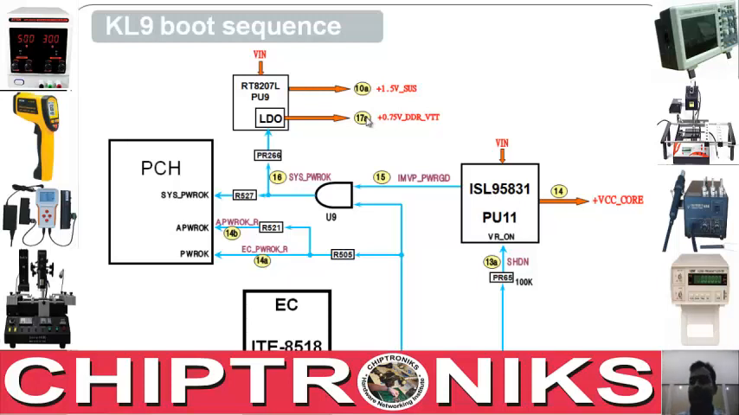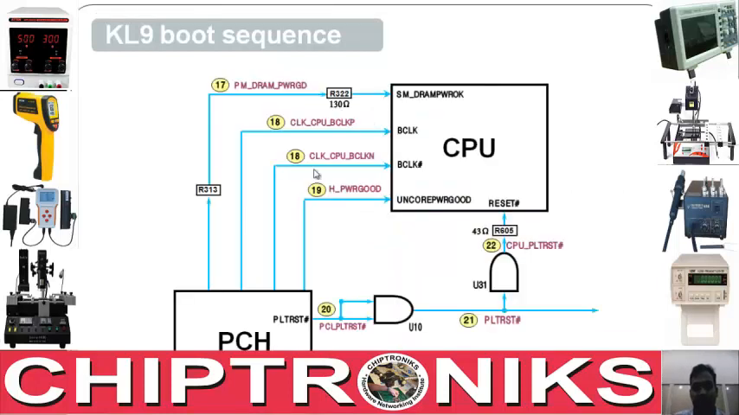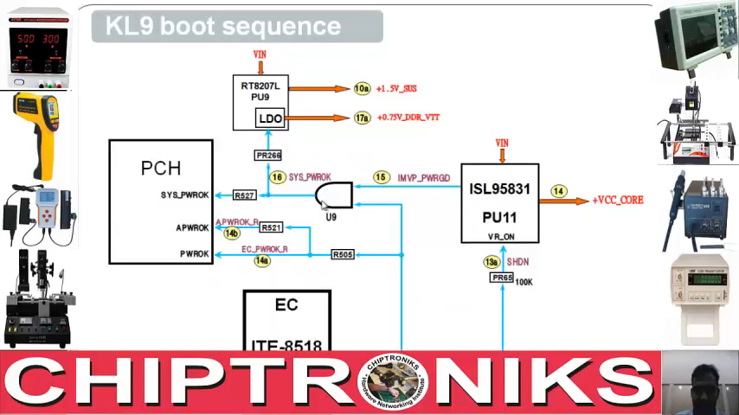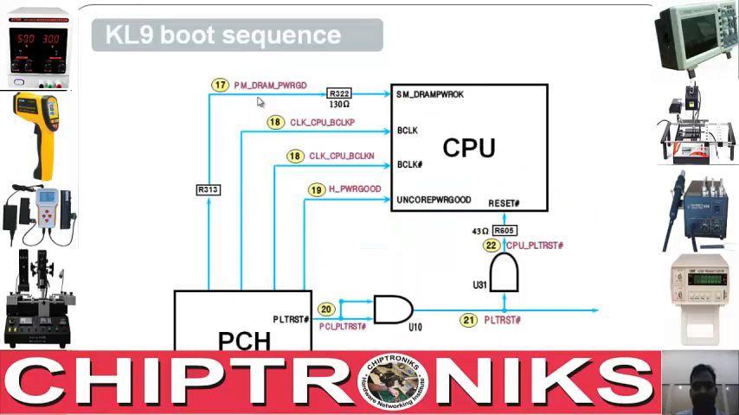So these are all power sequences. I'm just going through it fast right now in order to give you a view of how a notebook motherboard gets started, how the hard start of a notebook motherboard operates, right? So after the 16th step, the 17th step is the PCH generating PM DRAM power good, then it generates CLK underscore CPU underscore BCLK. This signal was actually generated by a clock generator in a dual core baseboard, but here it's generated by the PCH because a clock generator is inside this PCH.